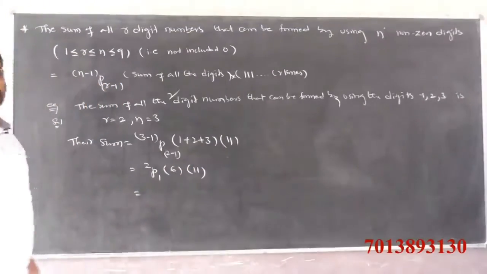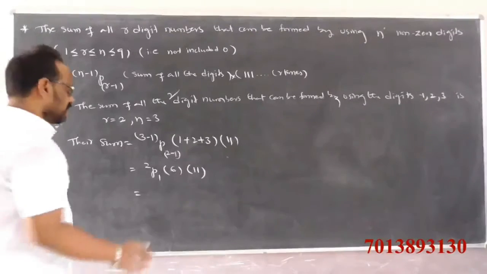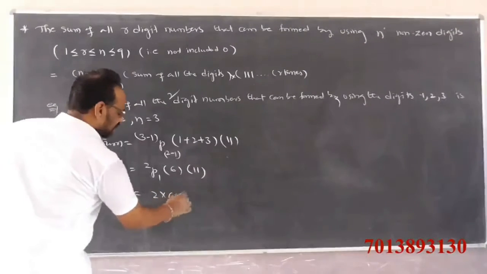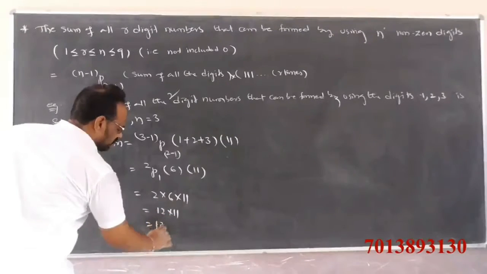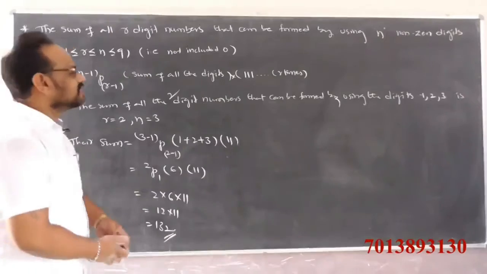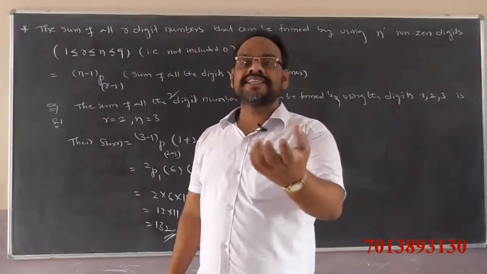2P1 is nothing but 2 factorial by 1 factorial, we get 2 only. So 2 into 6 into 11, that is 12 into 11. We get 132 only. So this is the formula to calculate the sum of all the r-digit numbers.